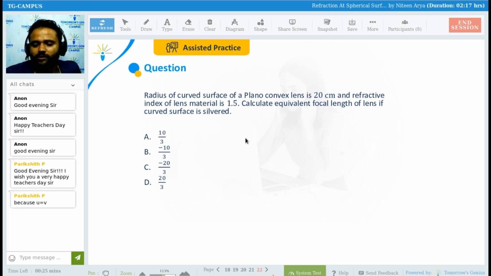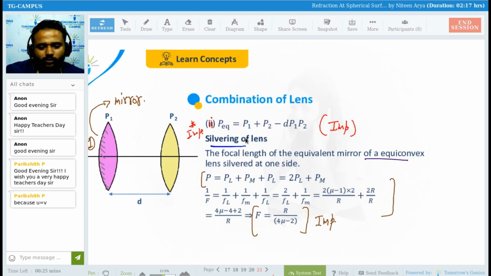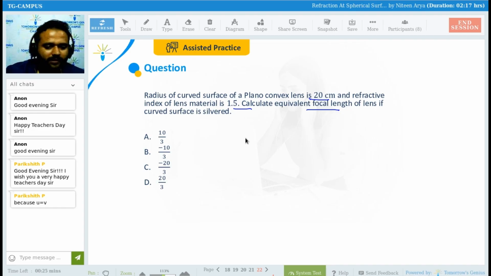Now this is your question on this particular plane, this power and everything. Do that and tell me the answer. Simple thing: the radius of curvature of a surface of a plano convex lens is 20 centimeter, the refractive index of the material is 1.5. Calculate the equivalent focal length of the lens if the surface is silvered. So you need to use this formula, R by 4 mu minus 2. Okay. Yeah. Do that and tell me the answer.